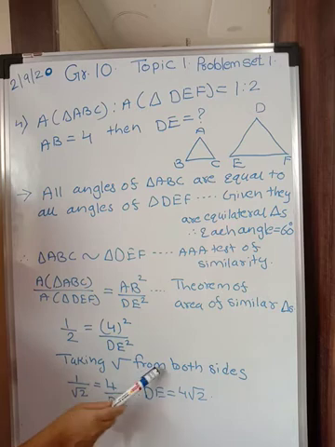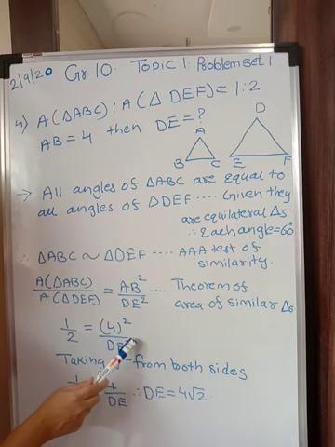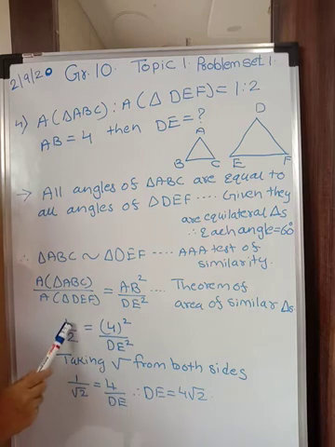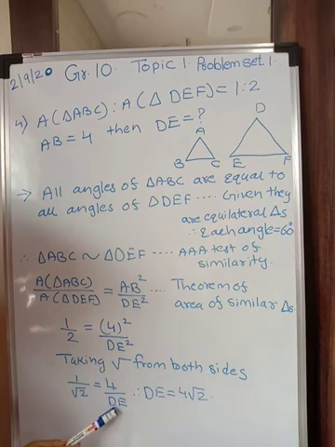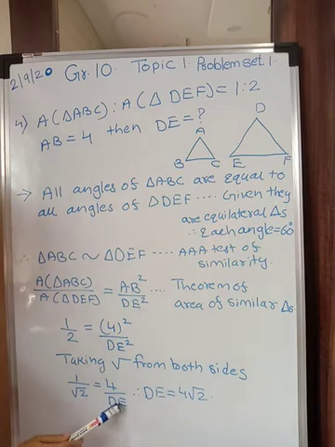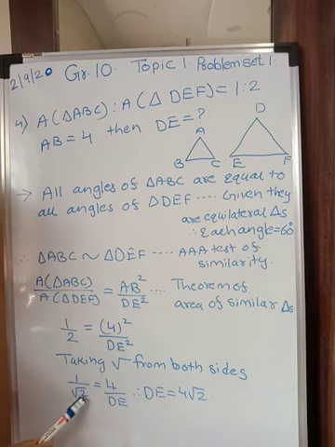After taking square root from both the sides, I will get rid of the squares from here. So I am going to get only 4 upon DE. Square root of 1 is 1. Square root of 2 is root 2. I want DE. The question says what is the length of DE. So cross multiply. DE into 1 is DE. 4 into root 2 is 4 root 2. It is that easy. So 4 root 2 is the correct option.